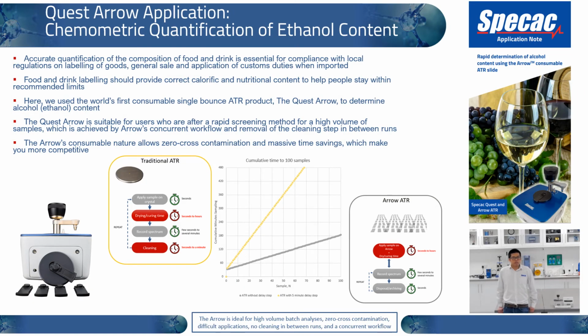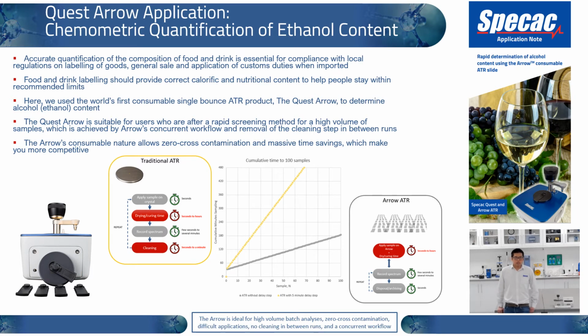The quantification of foods and beverages is particularly important for the compliance of local regulations, labelling, and also the application of customs duties when imported. In this particular application, we look at using the Quest consumable Arrow ATR product for the chemometric quantification of ethanol in alcoholic beverages, like wine, for example.